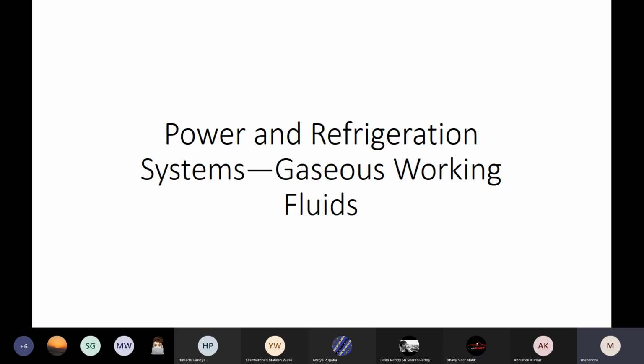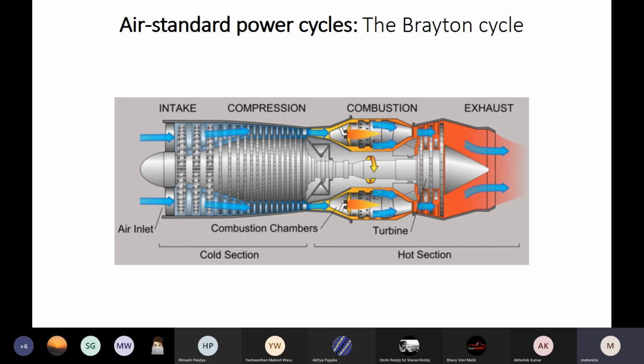Power generation and refrigeration cycles with phase change materials. So in this class, let us discuss gaseous working fluids. Okay.